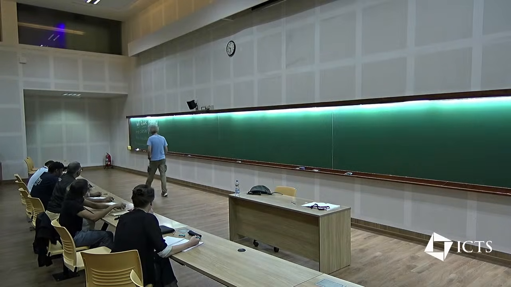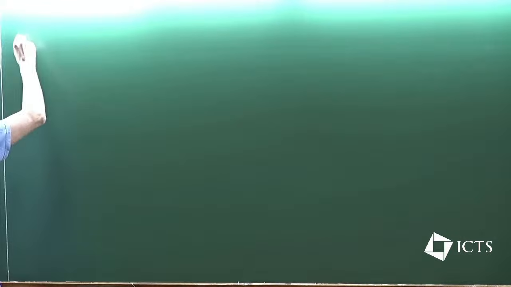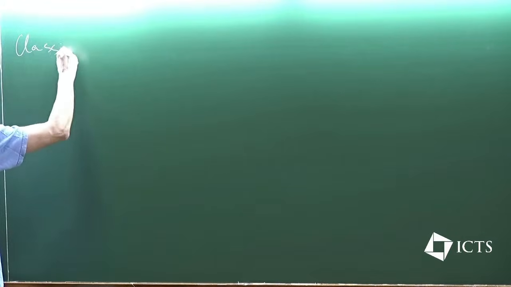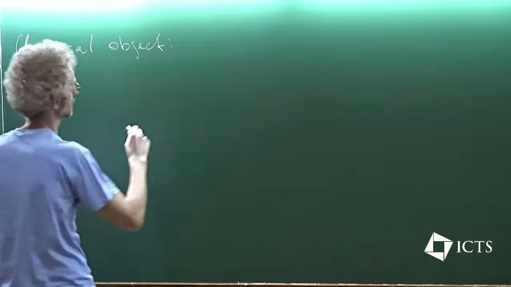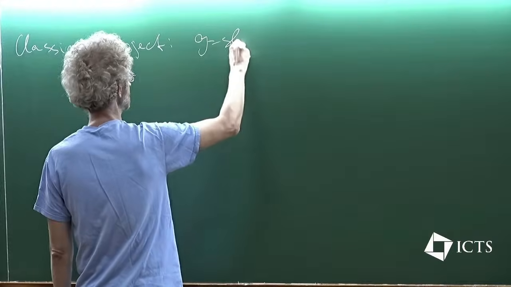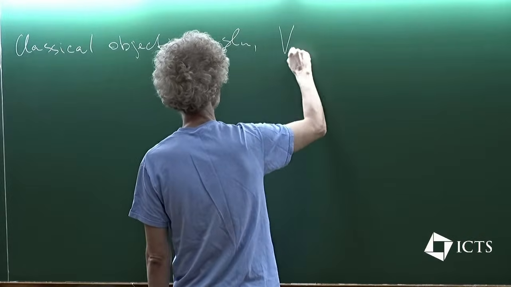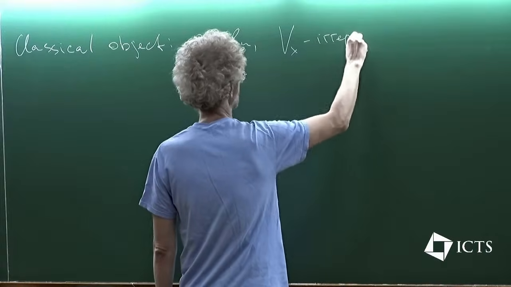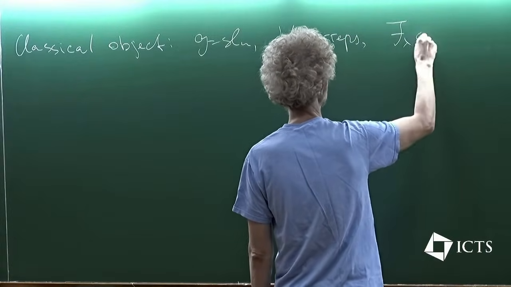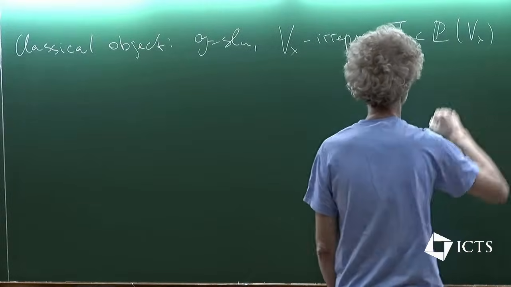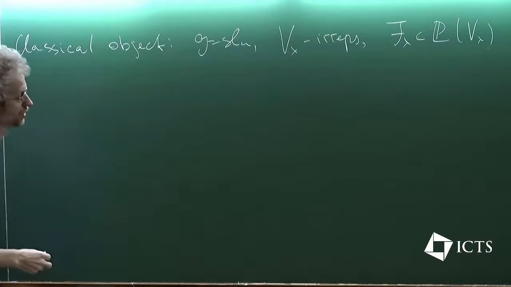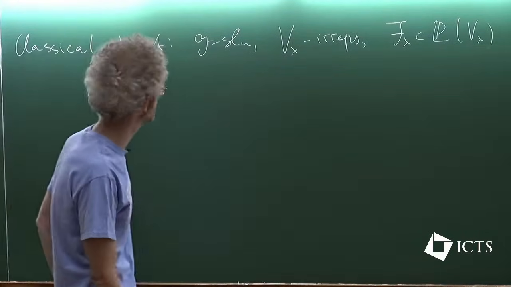First of all, maybe a few words about previous days. So what we did, we started with defining the classical objects. The main guys for us are G, SL_N, and we had irreducible representations. And we had flag varieties F_lambda inside P of V_lambda. So actually, this F_lambda depends only on the support of lambda, not on lambda itself.